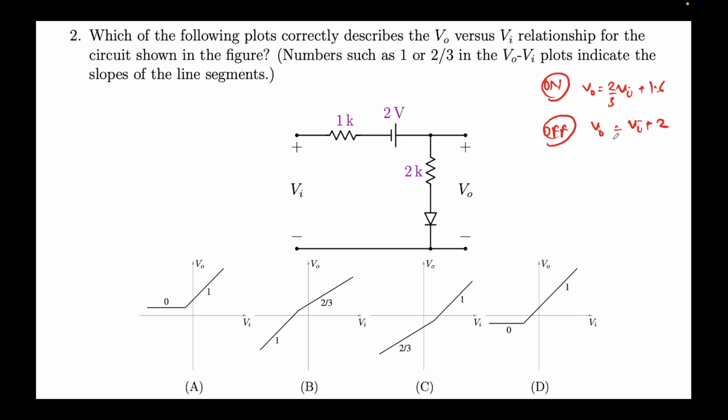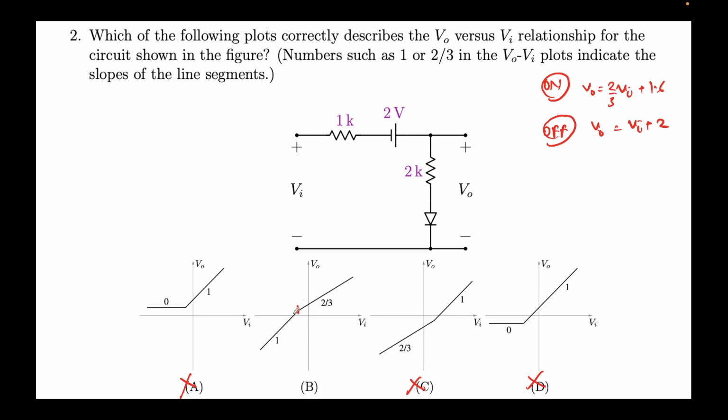So we can clearly see for large negative voltage of Vi, there should be a slope of 1. So this cannot be an option. Again, this cannot be an option, and this cannot be an option. So we can clearly see this is the option. But again, we will try to evaluate what this changeover point is. And for on, you can clearly see the slope should be 2 by 3. The slope is 2 by 3, so the option is B.